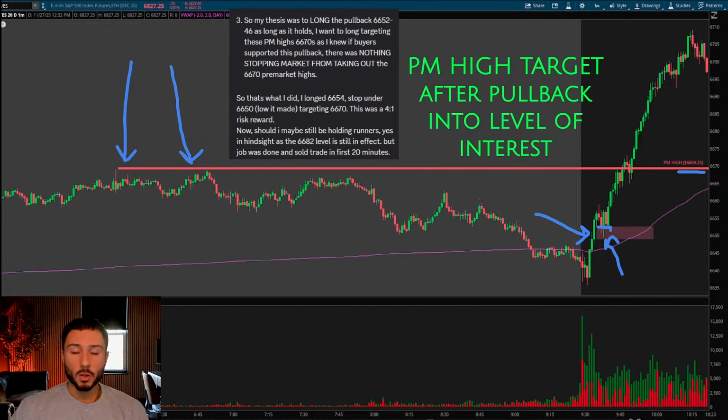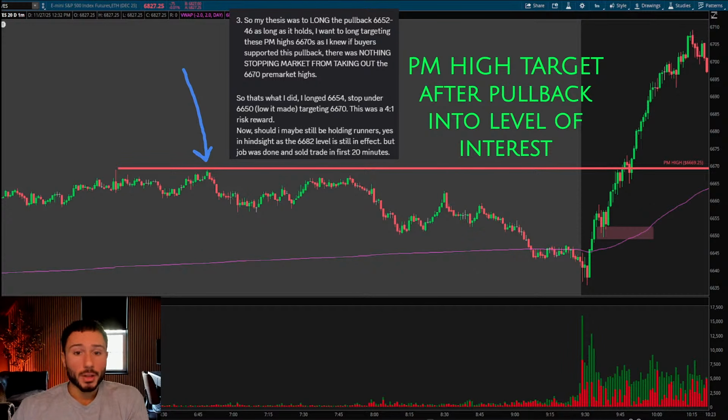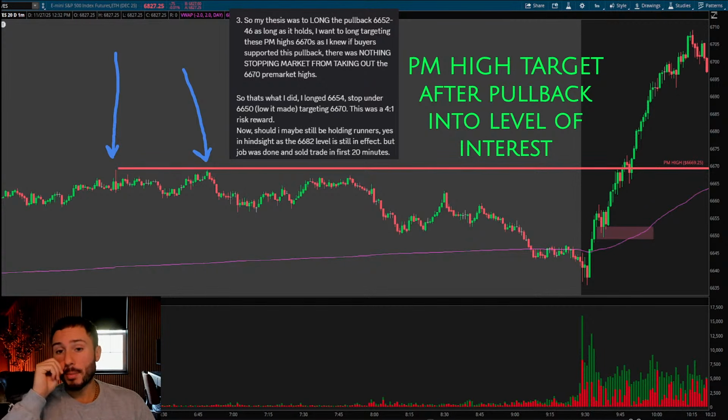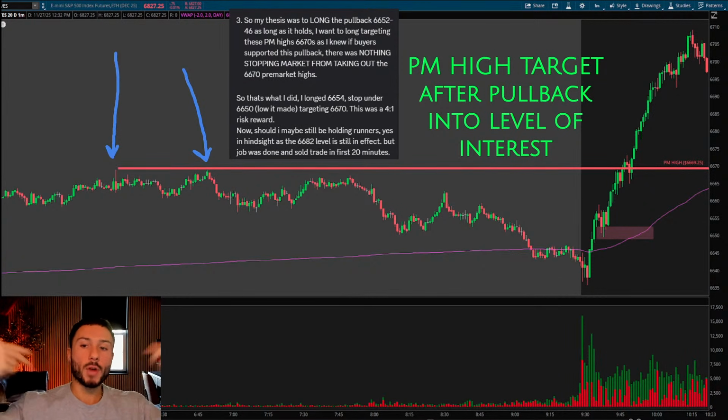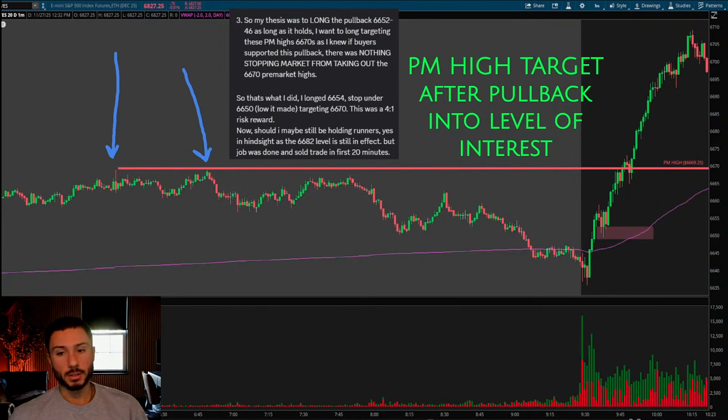So basically long the 54s, put my stop under the 50s, and the 50s was this low that it made right here on that consolidation range. Targeting the 70s, that's where 16 points of reward for a 4-point risk came from, because I knew if those buyers had the strength, there was nothing stopping the market from then rallying up and breaking that pre-market high. Ideally, I'm looking for levels where the market would have an easier time gravitating towards or breaking through once I've confirmed the strength from those buyers or from those sellers.